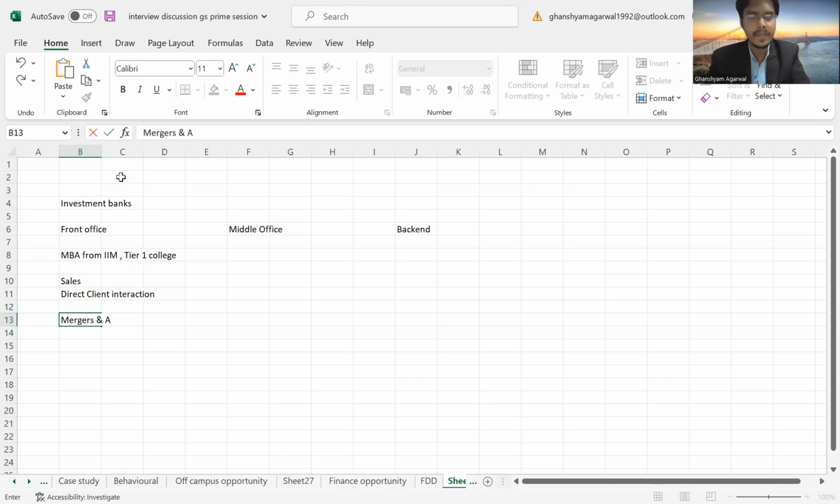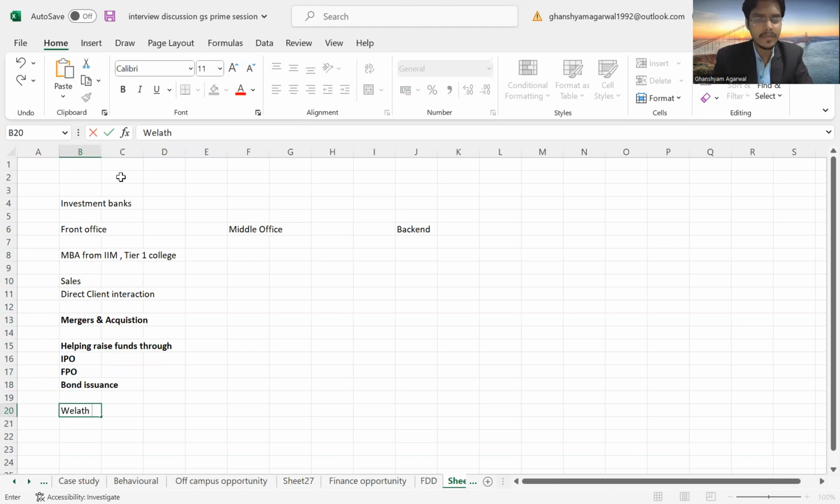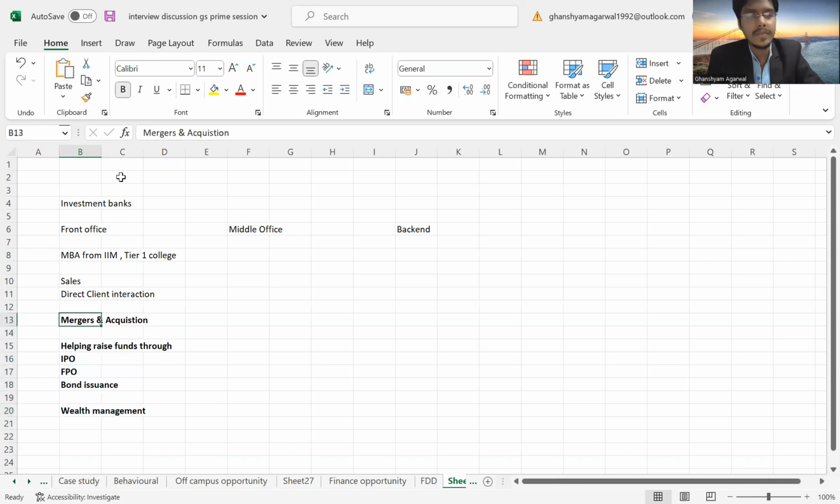Mergers and acquisitions. Okay, mergers and acquisitions, helping raise funds through IPO, FPO. Okay. Then bond issuance. Then there are all these things, mergers and acquisitions, and even wealth management, right? This is also a part of this investment banking.